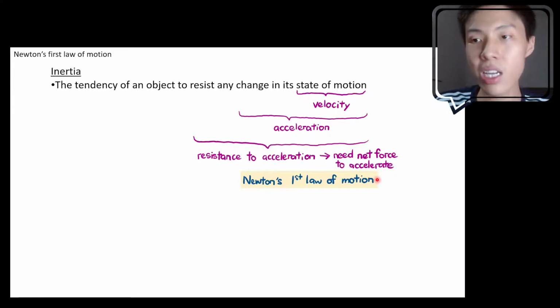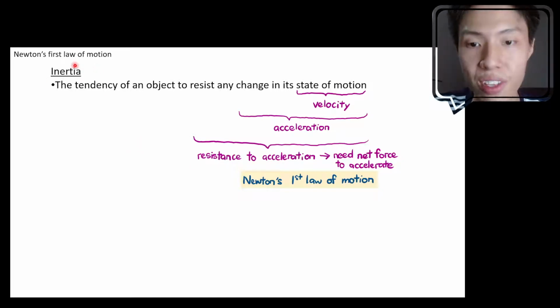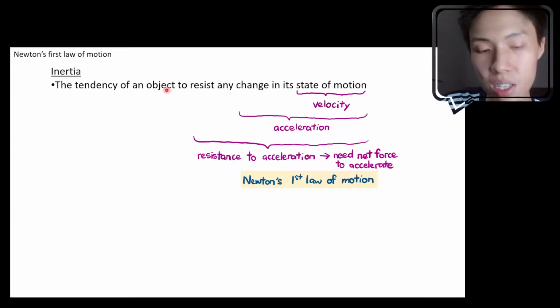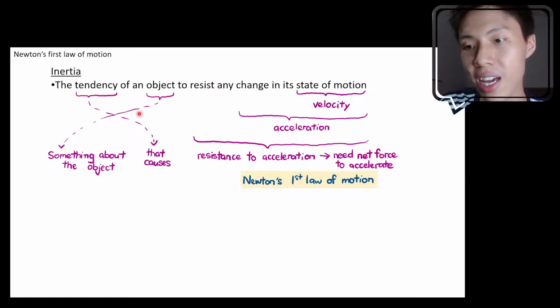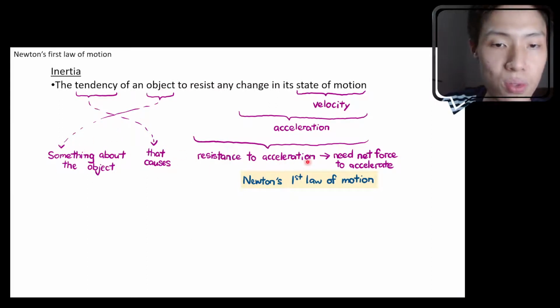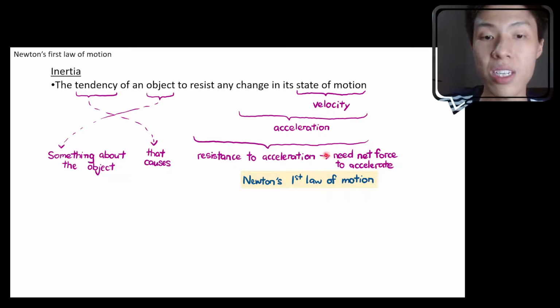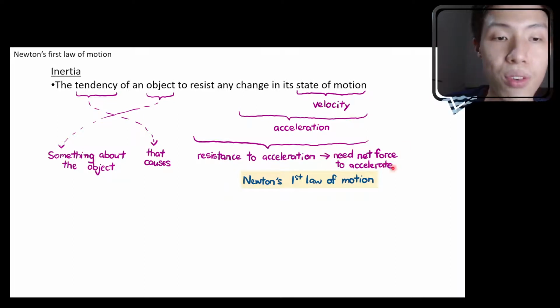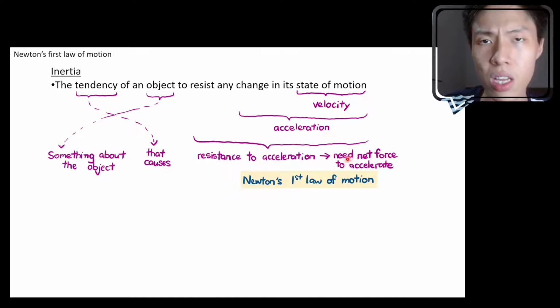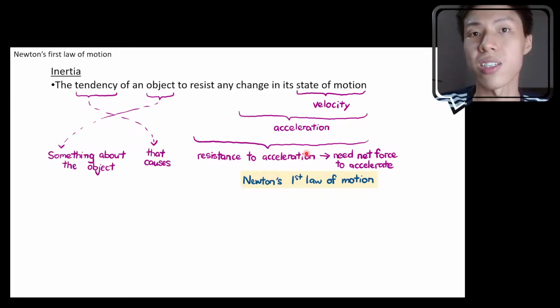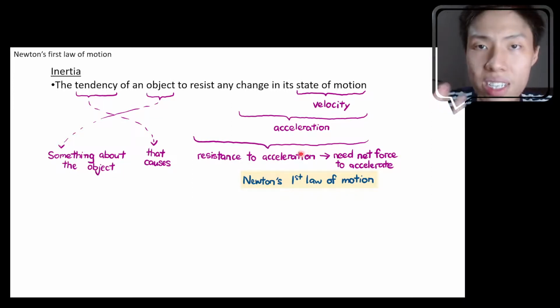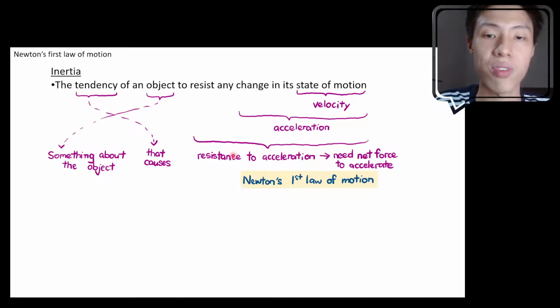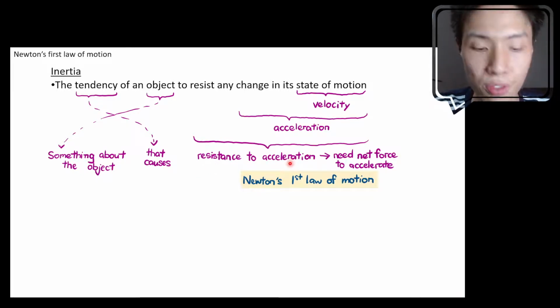Okay? So now let's study deeper the idea of inertia. The tendency of an object means it's something about an object that causes resistance to acceleration, and because it has resistance to acceleration, you need net force to accelerate. So what do you think causes the resistance to acceleration? What about the object causes resistance to acceleration? Let's try to figure it out.